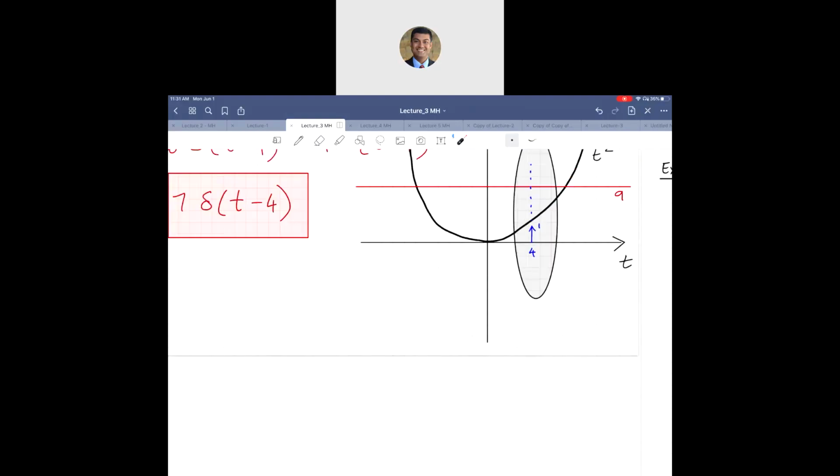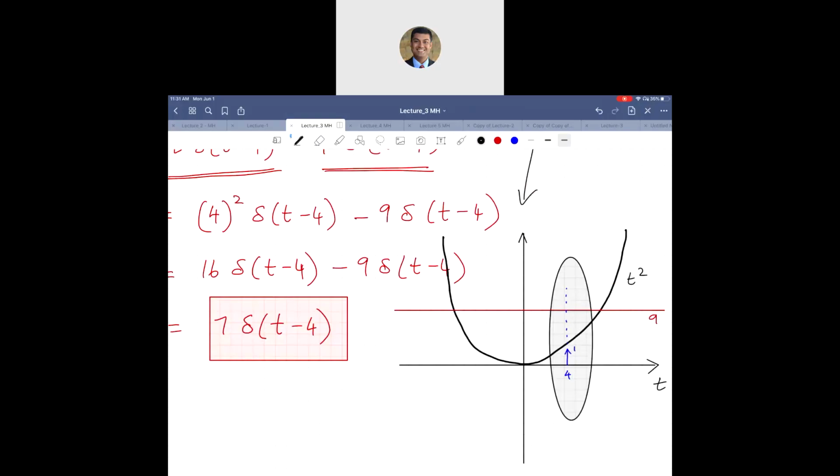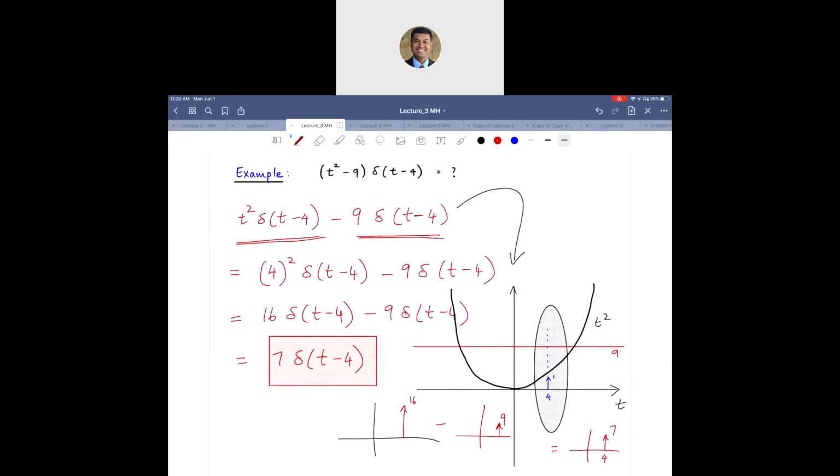So when you do the multiplying, you're getting a first impulse of height 16 and you're subtracting another impulse of height 9 to get an impulse of height 7 at 4. I shouldn't say height, I should say weight. Height is infinity. So graphically you can view all of that like that. Okay, questions about this example?